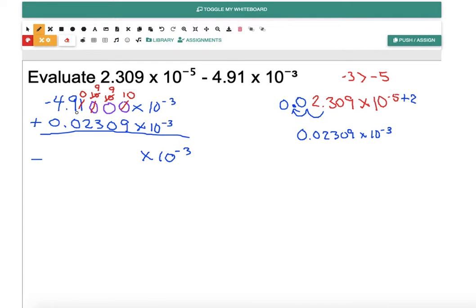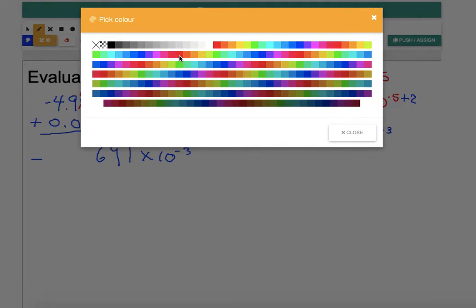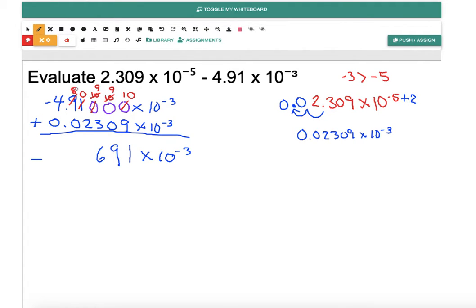A lot of this is going to be easy. I know that I'm going to end up borrowing from that 9 over here, but we'll get to that in a moment. So 10 minus 9 is 1. 9 minus 0 is 9. 9 minus 3 is 6. And as I was saying before, 0 take away 2 can't be done, so I have to borrow from here. Cross this out. This becomes an 8, and this becomes a 10. So back over here, 10 take away 2 is 8. 8 take away nothing is 8. Then we have the decimal, and 4 take away nothing is 4.